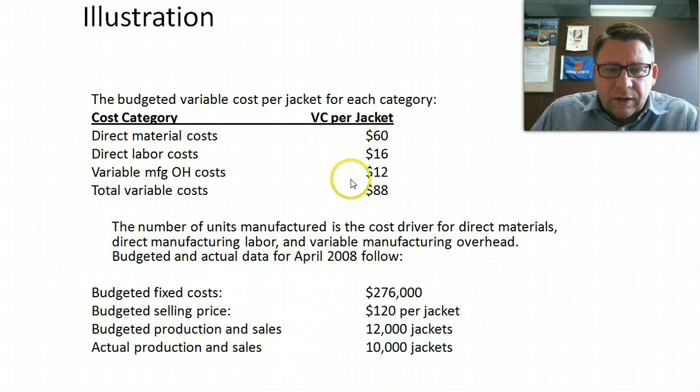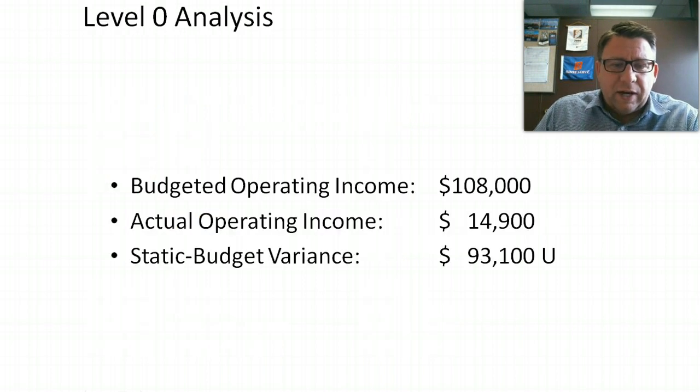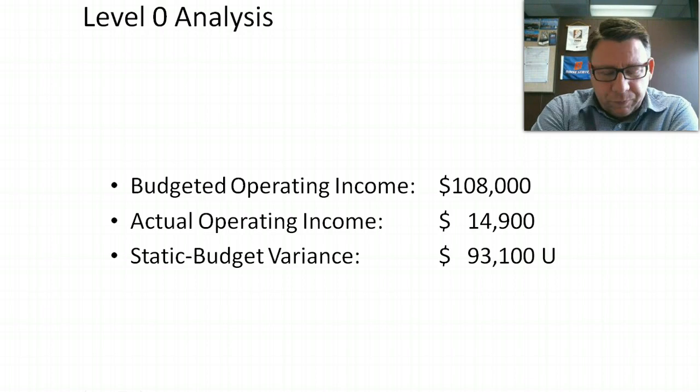These were our variable cost per unit. We're selling jackets. We have fixed costs. We planned on selling the jackets for $120 per jacket. We thought we were going to sell 12,000 jackets. We actually only sold 10,000 jackets. So that's the data we're going to use to try to figure out how that affected our net income, or excuse me, our operating income.